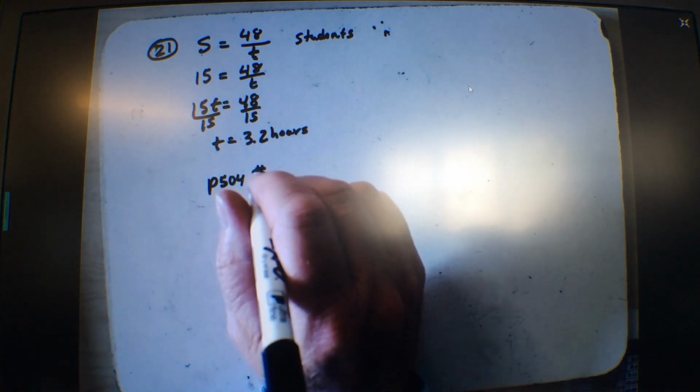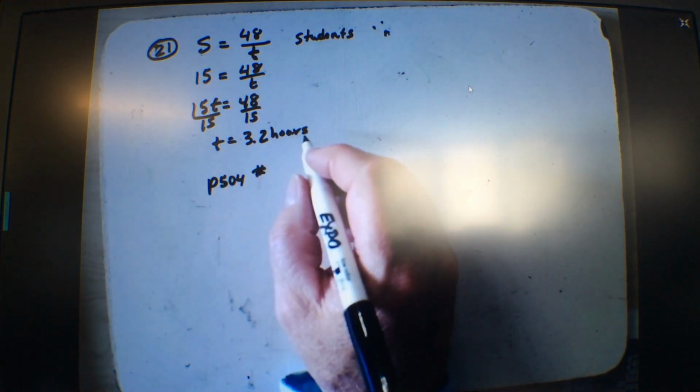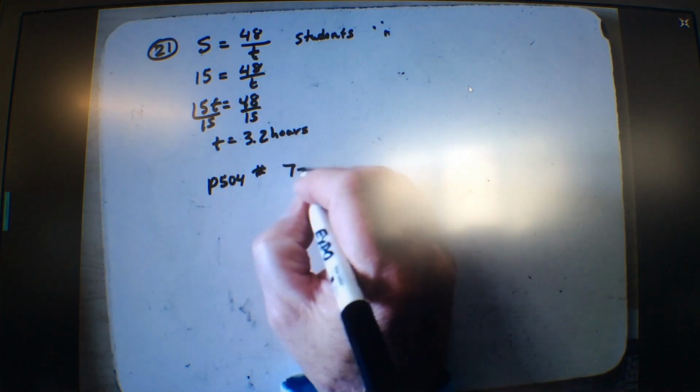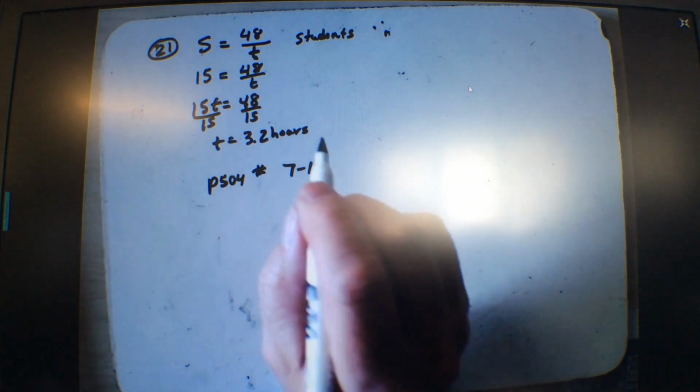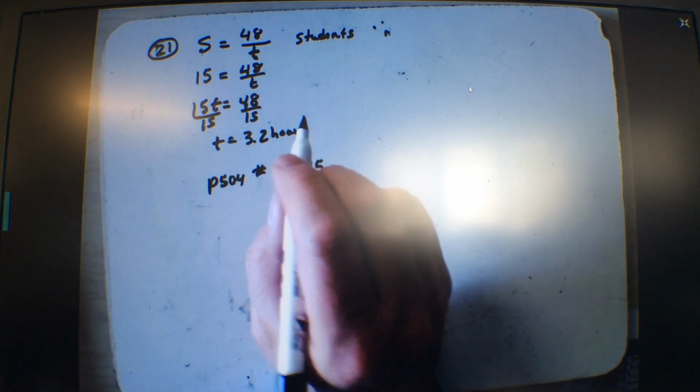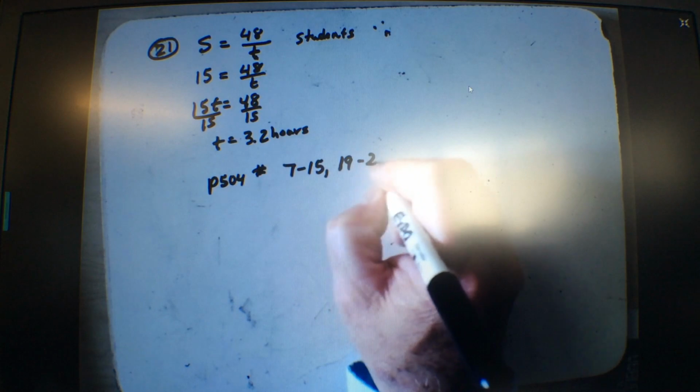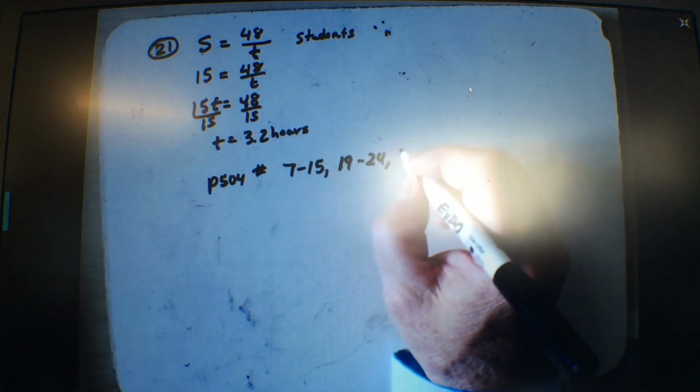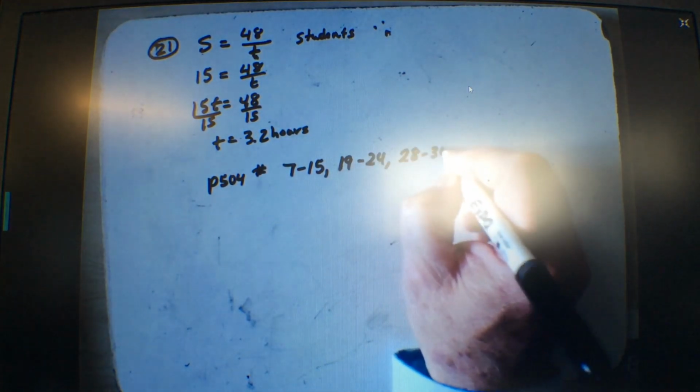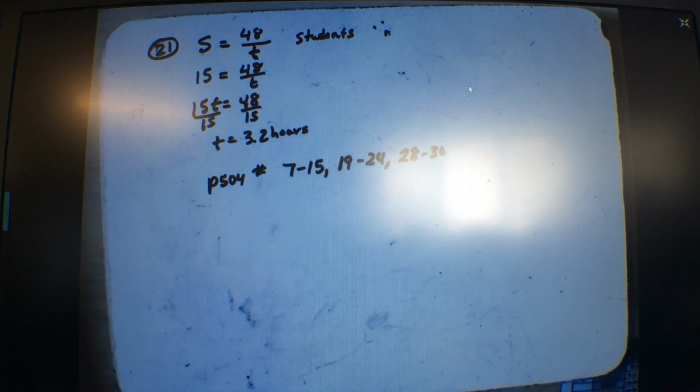We're on page 504, we're doing numbers 7 through 15. Okay, thank you, Josh. 7 through 15, 19 through 24, 28 through 30. It is due Monday, okay? It is due Monday. You get a lot of it done today, though. Okay?